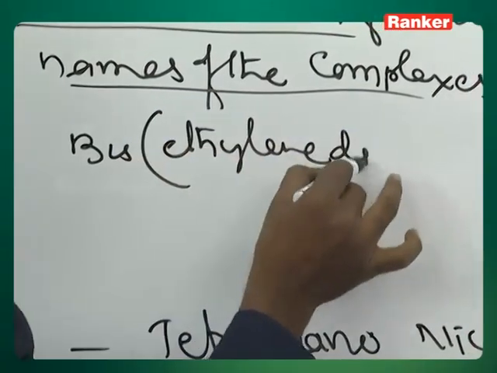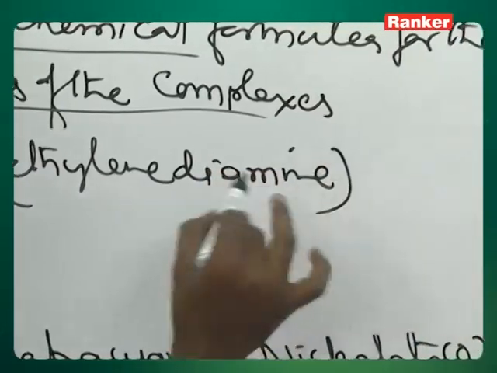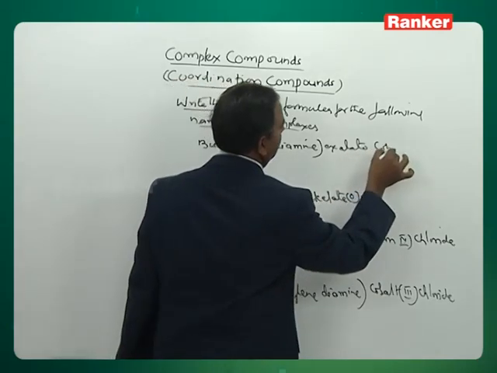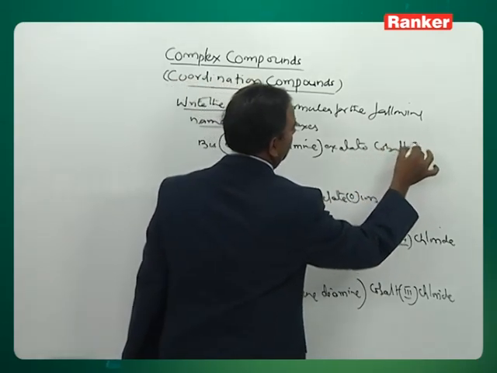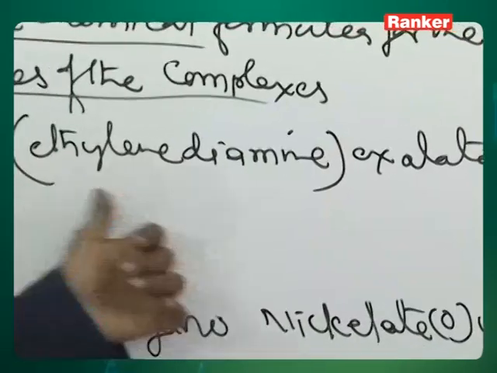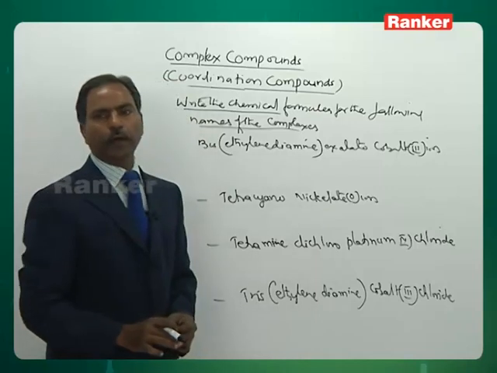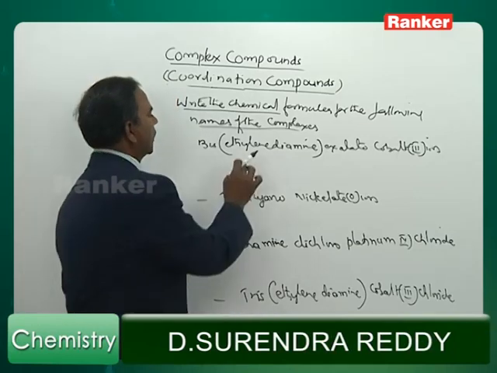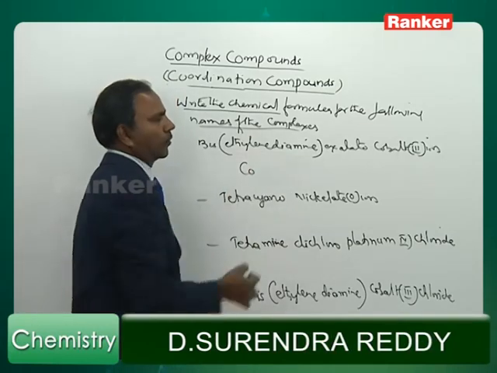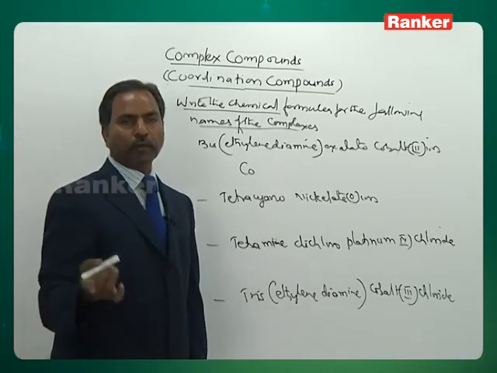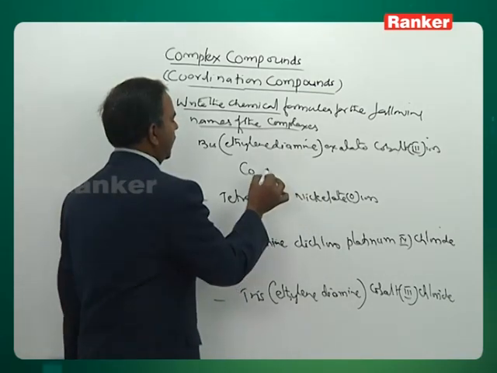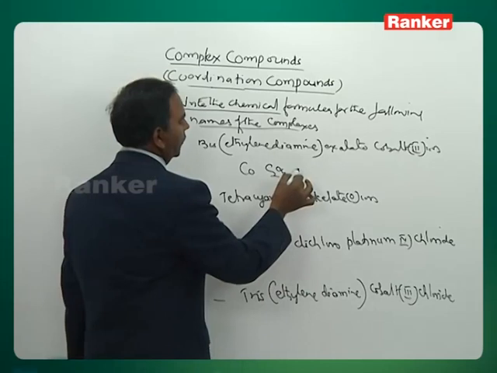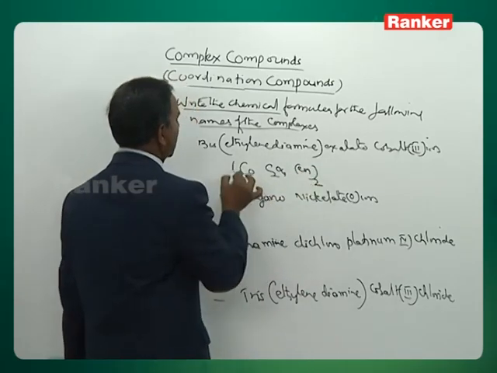Bis ethylenediamine oxalato cobalt 3 ion. Now, first we have to write the metal. Yes, metal cobalt. Then, as I said, after the metal we have to write the negative ligand. Write oxalato. Look here, C2O4 oxalato. Then bis ethylenediamine, you write 2 times.